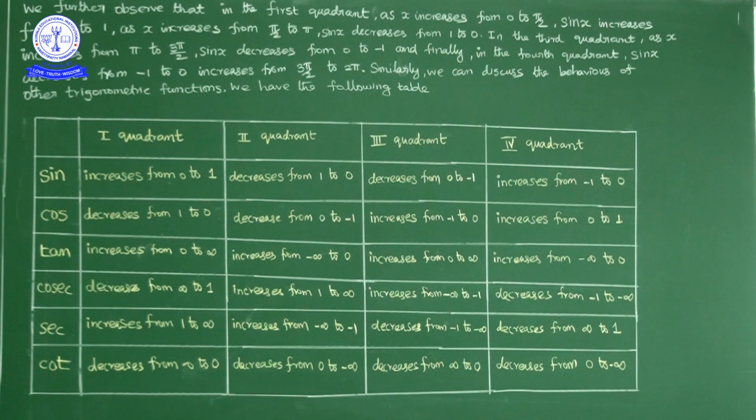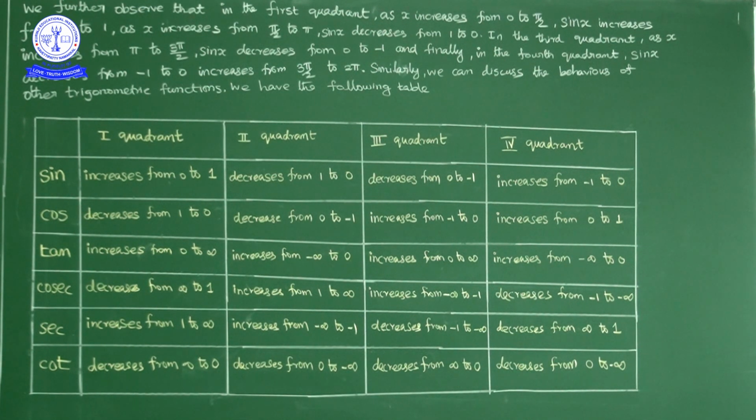Okay. Next. Now, as x increases from 0 to pi by 2 in the first quadrant, cot x decreases from infinity to 0, because cot 0 is undefined and cot pi by 2 is 0. So cot decreases from infinity to 0 in the first quadrant. That is, as x moves from 0 to pi by 2, cot x decreases from infinity to 0.